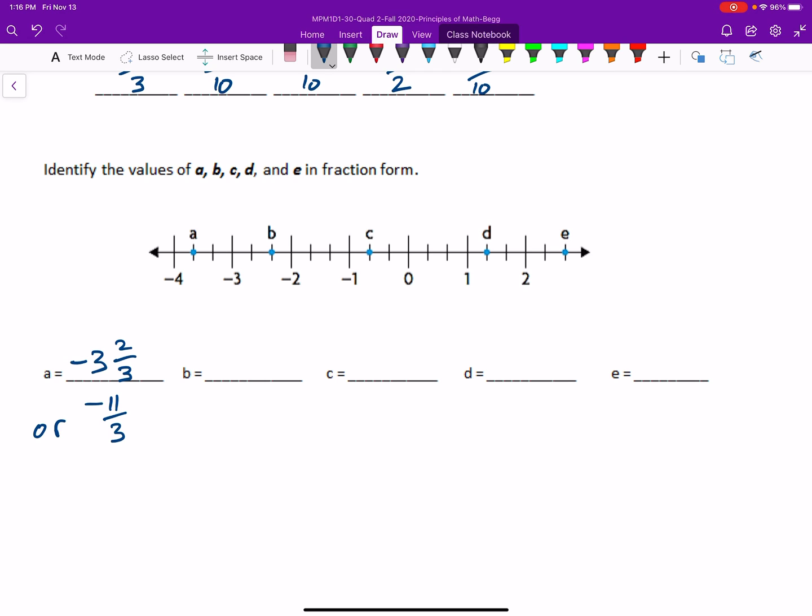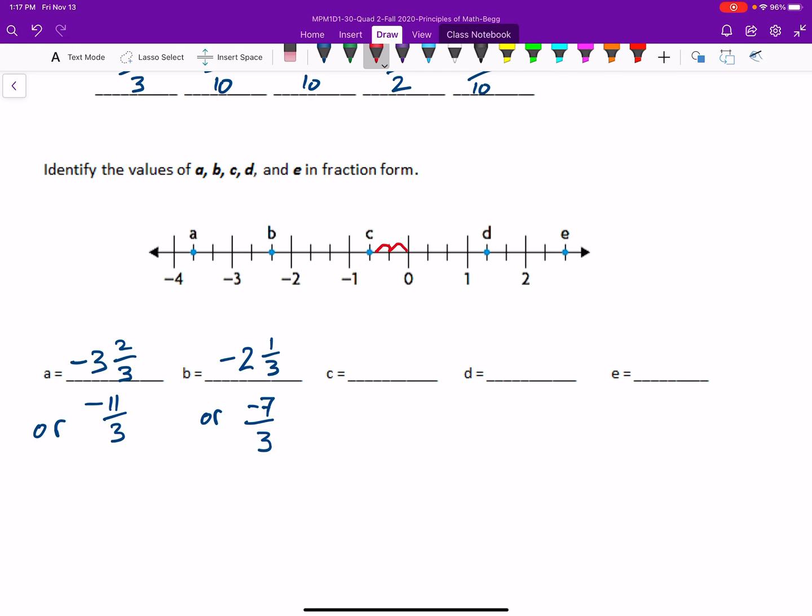For B part, it's between -2 and -3, so counting from the -2, it's 1/3 of the way over. And again, if I want to make it improper, 2 times 3 is 6, plus 1 is 7. Put the negative sign on top, it's -7/3. C part is between 0 and -1. So once again, I'm going to start at the 0 and count down. Anywhere from 0 is my cutoff, right? So anywhere to the left of 0, I'm going to count down from that one. So I'm counting down from 0.